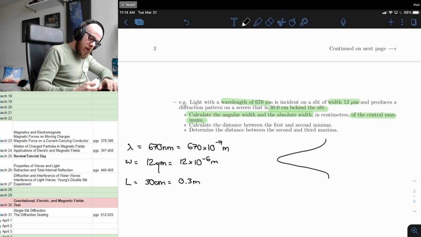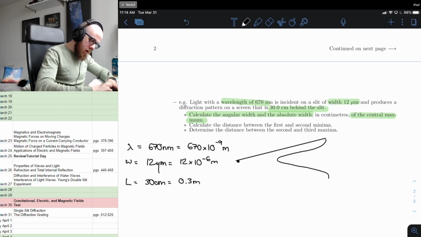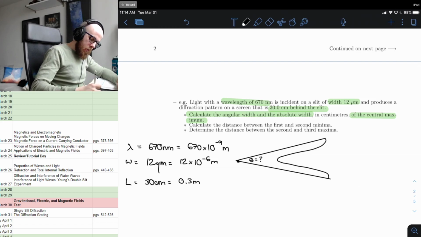What we're interested in is the angular width of the central maximum. So we want to know theta here. Our goal is to figure out what theta there is. Okay, so the angular width of the central maximum. And we also want to know what the absolute width of the central maximum is. So we want to figure out what this value is here.